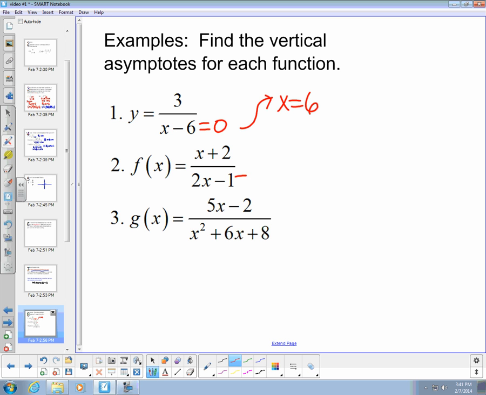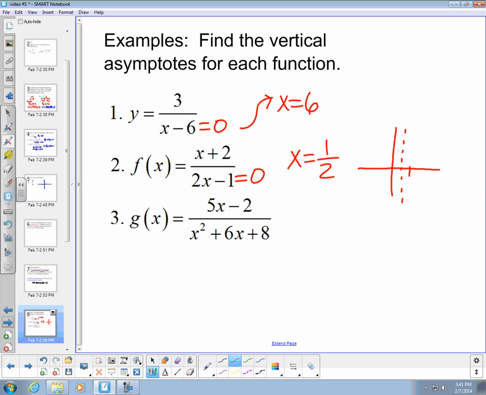Okay, so for number 2, if I take the denominator equal to 0 and I solve, I'm going to end up with x equals positive 1/2. So there would be a vertical asymptote on the graph. At 1/2, that's a vertical line that my graph is approaching but not crossing.